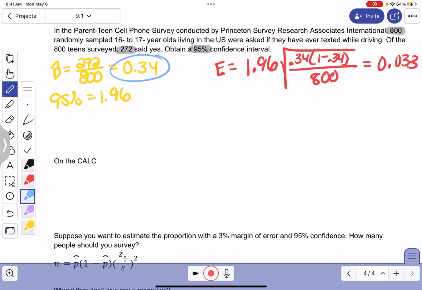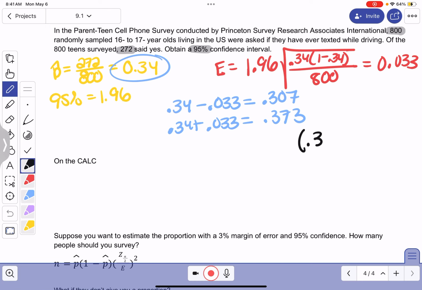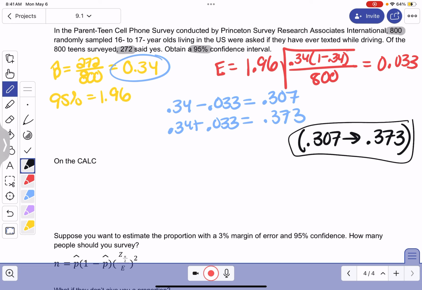And then we do 0.34 minus 0.033 and 0.34 plus 0.033, and that gives us 0.307, 0.373. So we are 95% sure the real population percent is between 0.307 and 0.373. So that's how you do it by hand. The calculator will also do this for you.